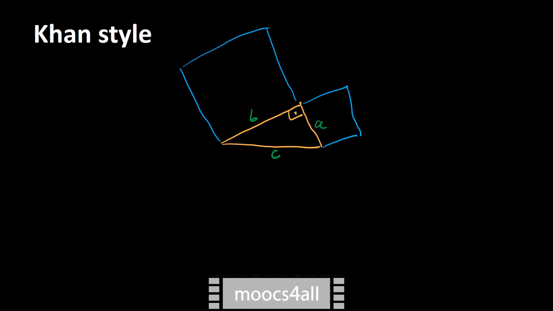The virtual blackboard with narration, but without a talking head, has been made popular by Salman Khan on YouTube. Let's draw a right triangle. Name the sides A, B, and C. And draw a square for each side. The Pythagorean theorem says that the area A squared plus B squared equals C squared.